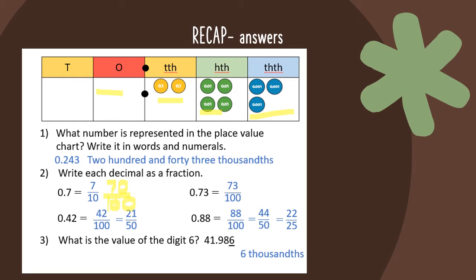0.73 is 73 hundredths, so imagining our 100 square, there would be 73 equal parts shaded out of 100. And then we have 0.88, which is 88 hundredths, and then simplified down, divided by 2, would be 44/50, and then again divided by 2 to make it even simpler would be 22/25. And number 3, what is the value of the digit 6? In 41.986, you should know that it was in the thousandths column, and you could have used your place value chart at the top there to help you with that.